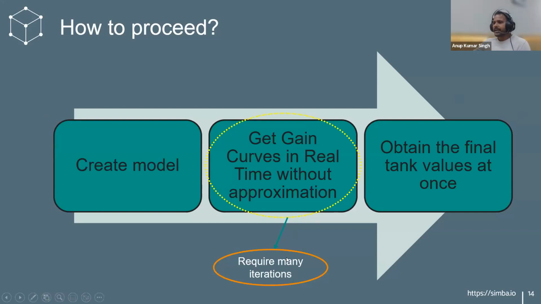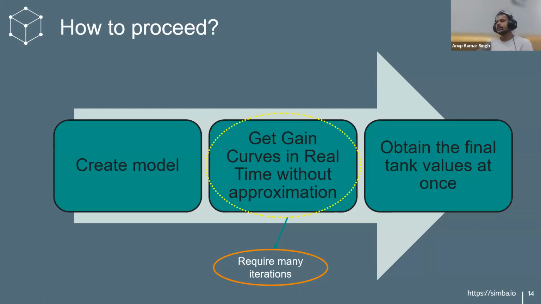But here is a catch: it requires many iterations to get a good resolution plot. Based on your specs and your design, it may vary from 6,000 to 10,000 iterations. So which software will support this many iterations? And that too, it should save your time. The ultimate goal is to save your time. But if you clear this bottleneck, then you can easily obtain the tank values at once.